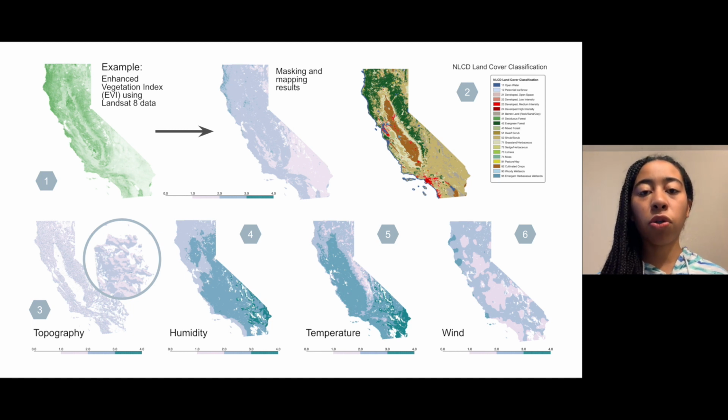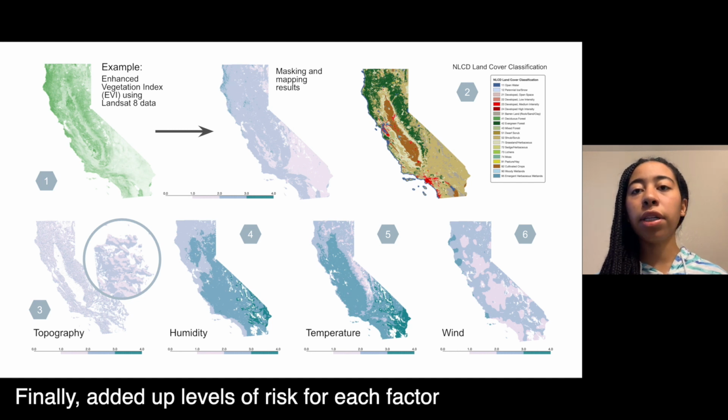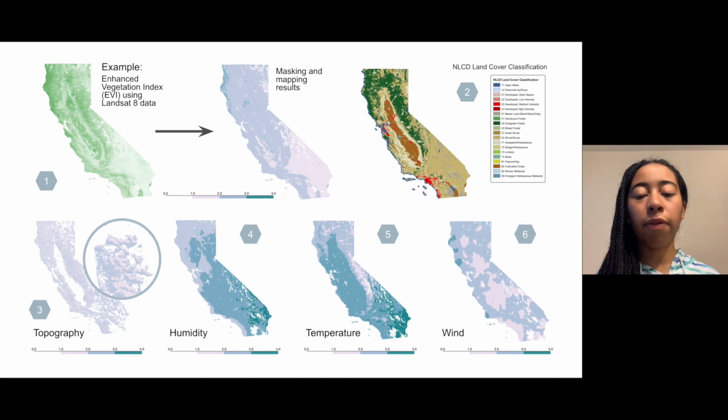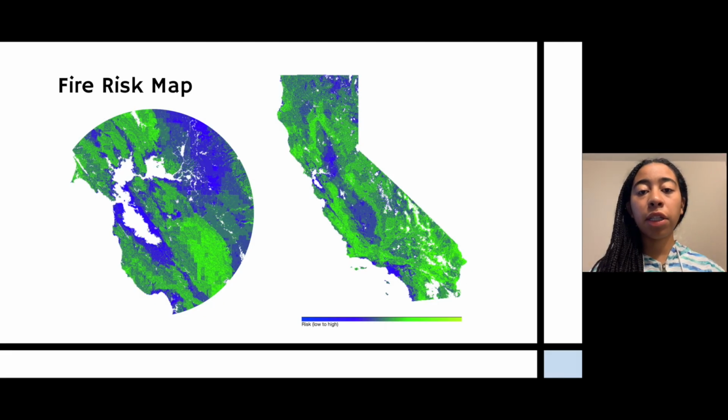Then we used a similar scoring system on each of the 5 other factors. We then added all the simplified datasets to create our final risk map. This means that a single pixel's value in the resulting risk map is the sum of its value in the 6 simplified datasets. With the completion of our risk scoring, we put together this final fire risk map.